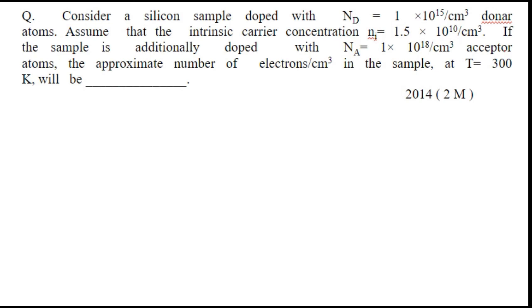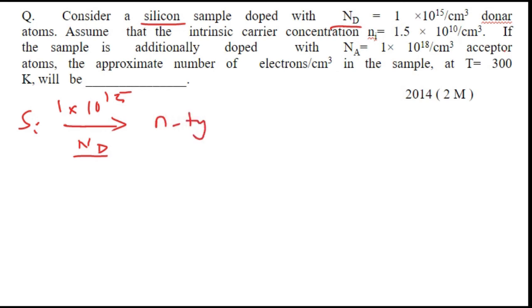So in this question it is given that a silicon sample is doped with Nd, whose value is 1 into 10 to the power 15. What do we get? We are adding donor impurity, so we will get an N-type semiconductor. Now next it says to assume the intrinsic carrier concentration Ni is 1.5 into 10 to the power 10. Now in the third part it says if the sample is additionally doped with Na, which is equal to 1 into 10 to the power 18 per centimeter cube.